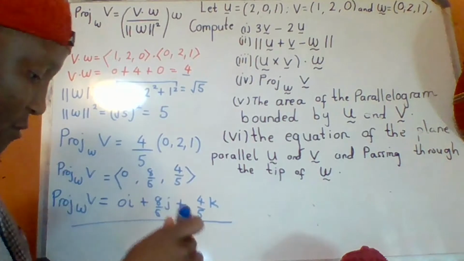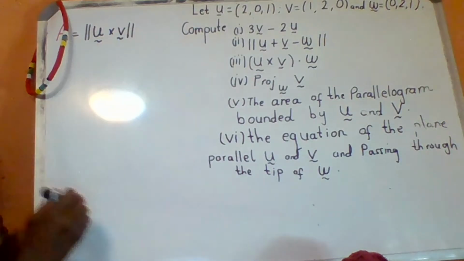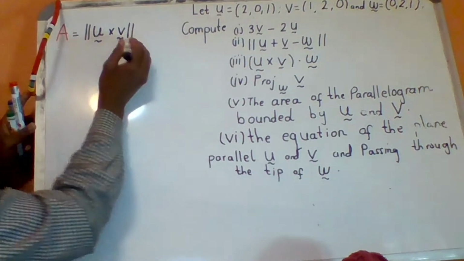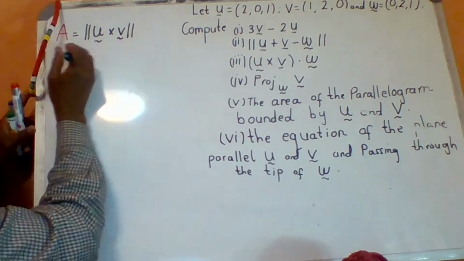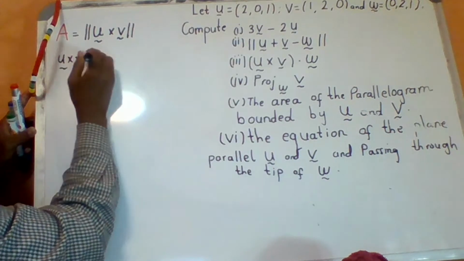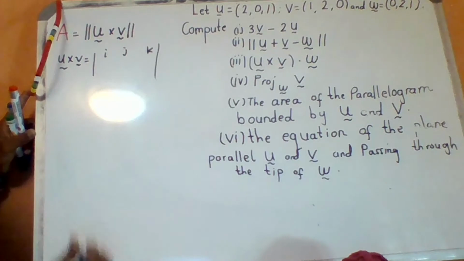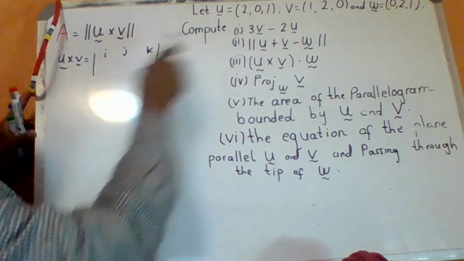So we're going to go for the next topic. Let's try the area of a parallelogram. This is how you get it. You say the area of the parallelogram equals the cross product of the vectors bounded by U and V. So you're going to say U cross V, but you must also find the magnitude. That's how you get the area of the parallelogram. So let's get it now.